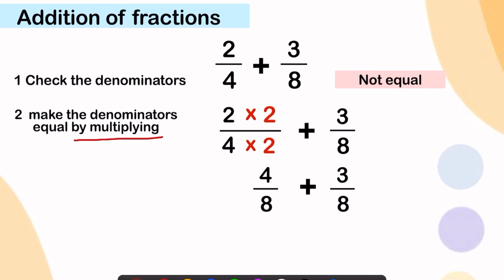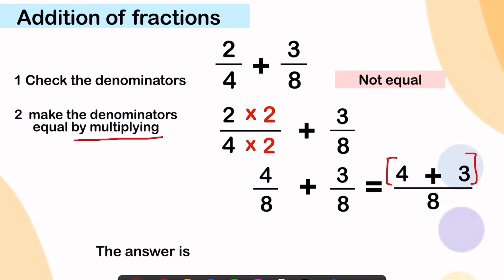Now, can you tell me, when you look at the denominator, are they equal or not? So, they are equal. When they are equal, you just keep the denominator for your answer and you add the numerators together. Now, the answer would be 7 over 8. Okay, I want you to say it one more time. The answer is 7 over 8.